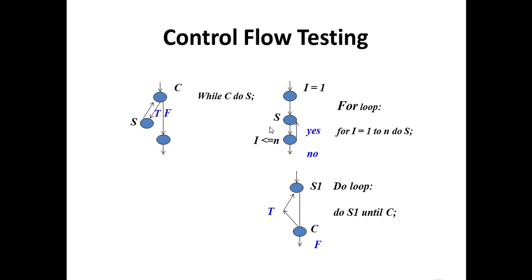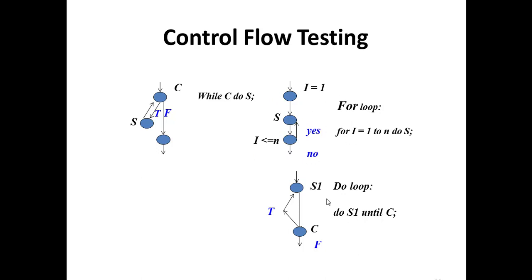If the condition is true, meaning if i is less than n, we will keep on revolving around this particular loop. Every time the value of i will be incremented. The moment this condition becomes false, we will come out of the loop, and then another route or another set of segments will be executed. So this is nothing but the control flow testing with respect to the for loop.